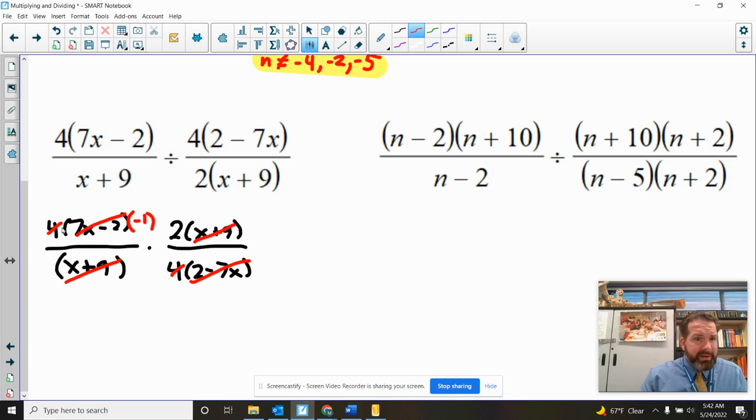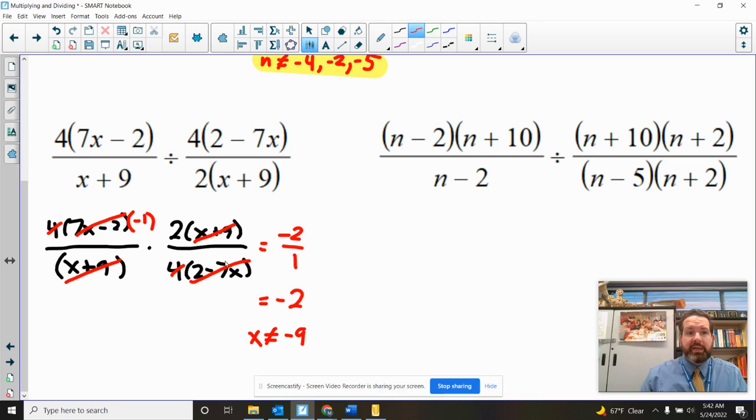So what do we have then? On the top, just negative 1 times 2. And on the bottom, it's all just 1s. And so this reduces to the number negative 2. So this is a very fancy way of saying negative 2. With the restriction that you got to make sure the x value you use is not negative 9.